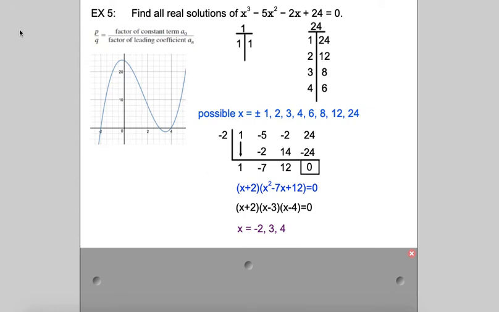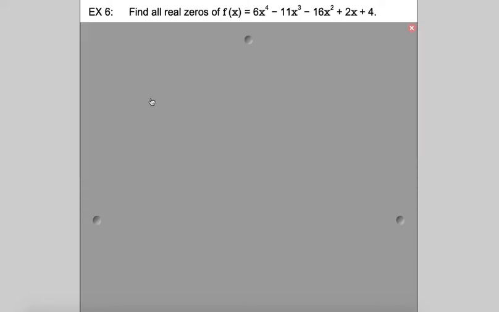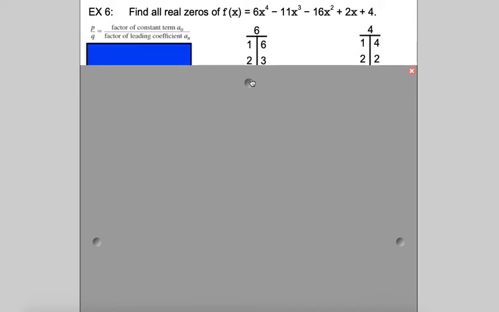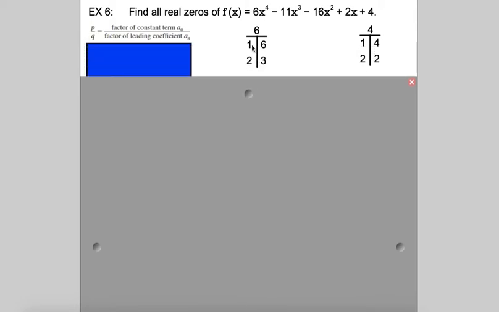Now the last example I'm going to throw at you is a little more tricky. This is example 6. It's a 4th power problem, which means we have no way to factor it to begin with because they do not all have something in common. So I'm going to have to list the possibilities first. So I said the first term is 6 and the last term is 4. So then I listed all their factors, 1, 2, 3, and 6. And then I did 1, 2, and 4.